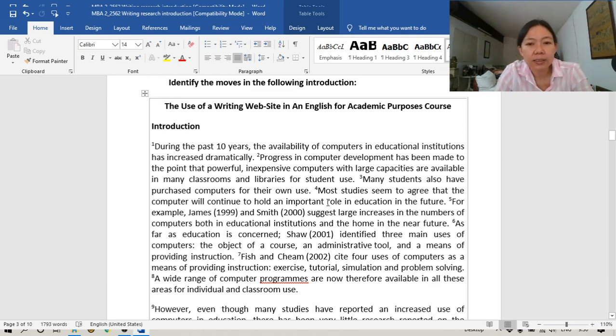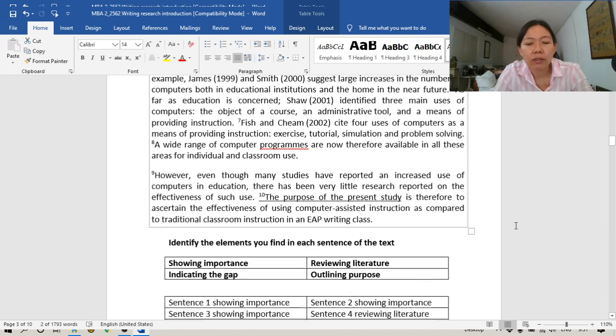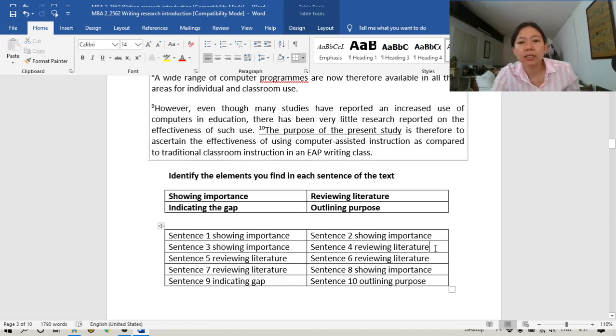And the next sentence, sentence number 4: most studies seem to agree that the computer will continue to hold an important role in education in the future. The keywords here, an important role in education, show the importance of the computer. But again, we have the words most studies, which actually refer to previous research. So I would say that the fourth sentence can be used both as a review of literature and showing importance.